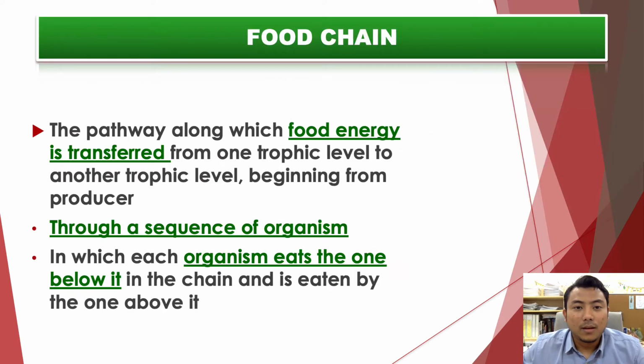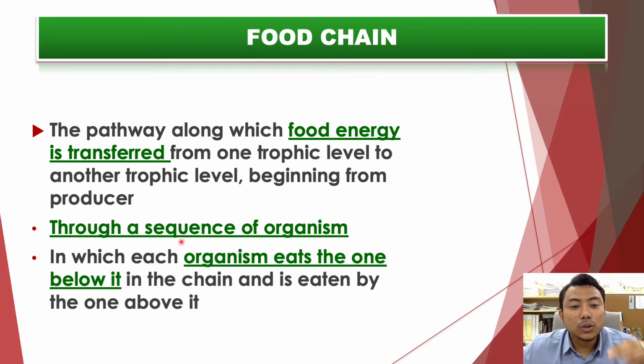Okay, so food chain, what do we mean by food chain? It is the pathway along which food energy is transferred from one trophic level to another trophic level, beginning from the producer. Producer ni yang biasanya plants lah, the photosynthetic organism biasanya. So means that food chain ni dia adalah transfer of the food energy daripada satu trophic level ke trophic level yang lain. Apa itu trophic level? Kejap lagi saya akan beritahu.